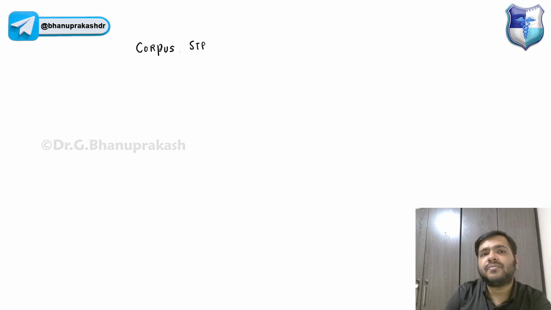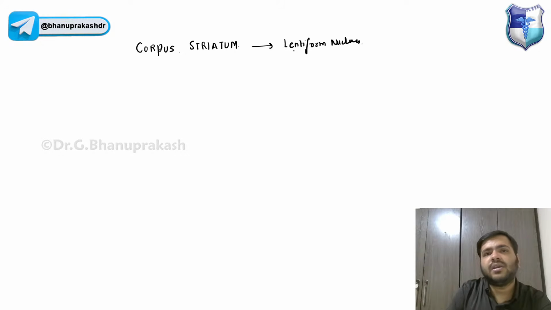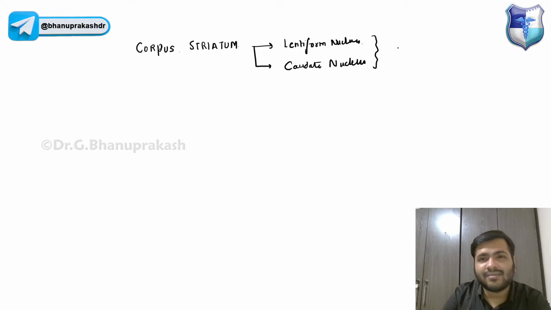Corpus striatum has two components that you have to remember. It is formed of the lentiform nucleus and the caudate nucleus. And you already know that the lentiform nucleus and caudate nucleus are basically the extrapyramidal centers, right?